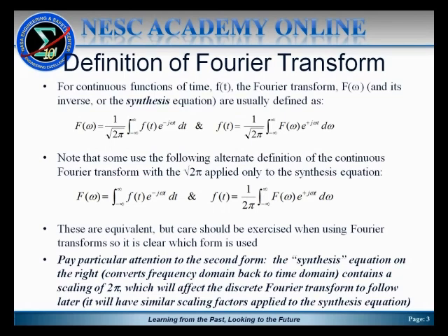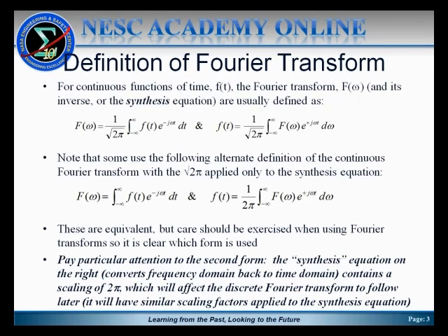Yet the difference between the two forms shown at the top and the center of the slide is that the first equation has a scaling of 1 over the square root of 2 pi applied equally to the analysis portion and the synthesis portion, multiplied by each integral. In the second form, that factor of 2 pi is applied solely to the synthesis equation. And they are equivalent. They will do the same functions as far as computing Fourier transforms and reconstructing the original time domain signal from the Fourier transform.